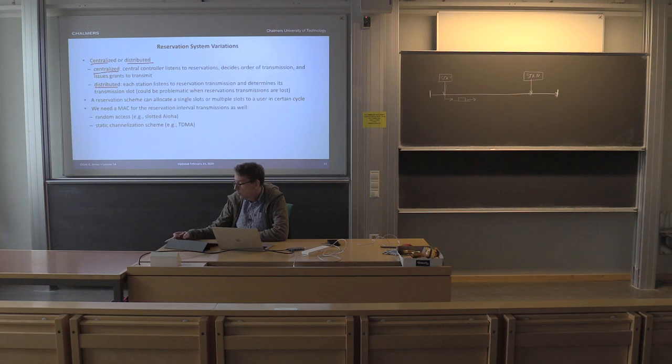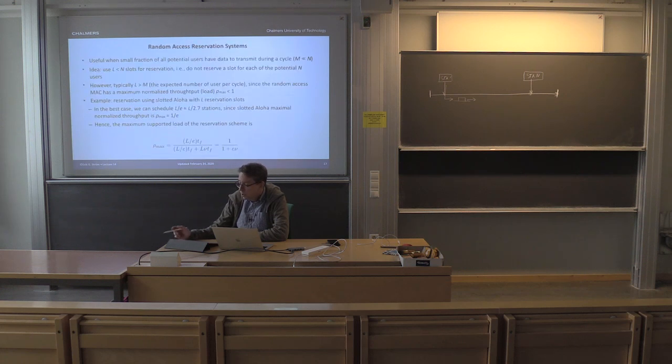Okay, so to make that a little bit more clear, we can have random access reservation systems, which means that we do scheduled access for the data portion, but for the reservation portion, we use random access. This is useful when only a small fraction of all the potential users have data to transmit. So when m is much smaller than n.